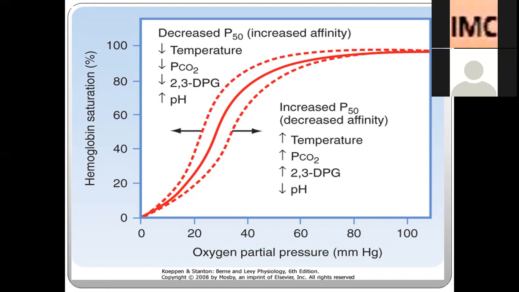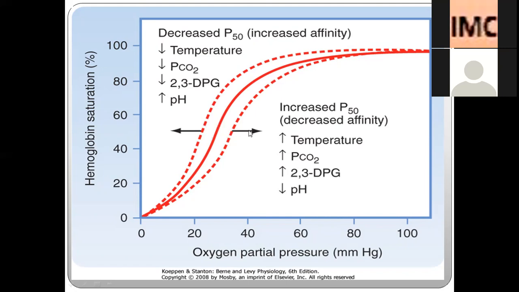What are the conditions? Whenever there is a decrease in the temperature, whenever there is decreased carbon dioxide pressure, whenever there is a decrease in the 2,3-DPG, and whenever there is an increase in the pH level. So these are the metabolic factors. As tissue metabolism changes, the oxyhemoglobin dissociation curve will try to adjust the release of oxygen by shifting the curve in both directions.